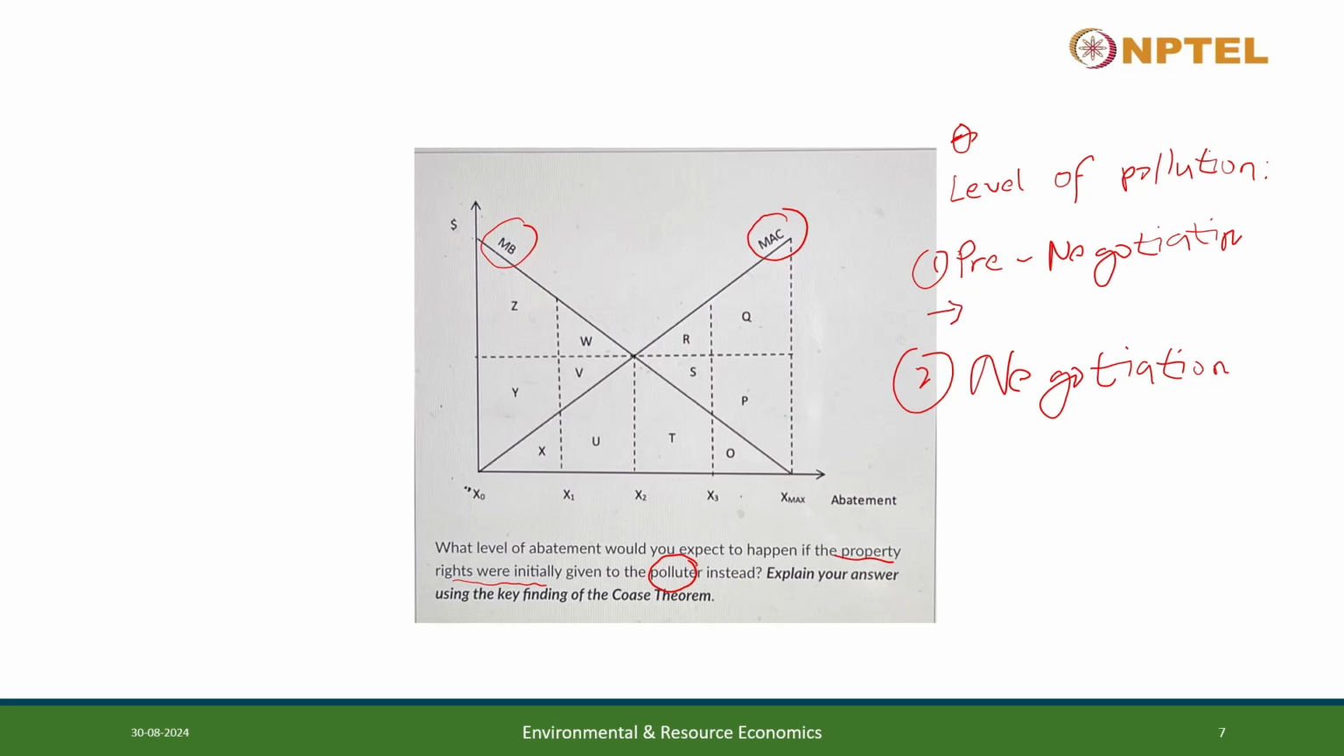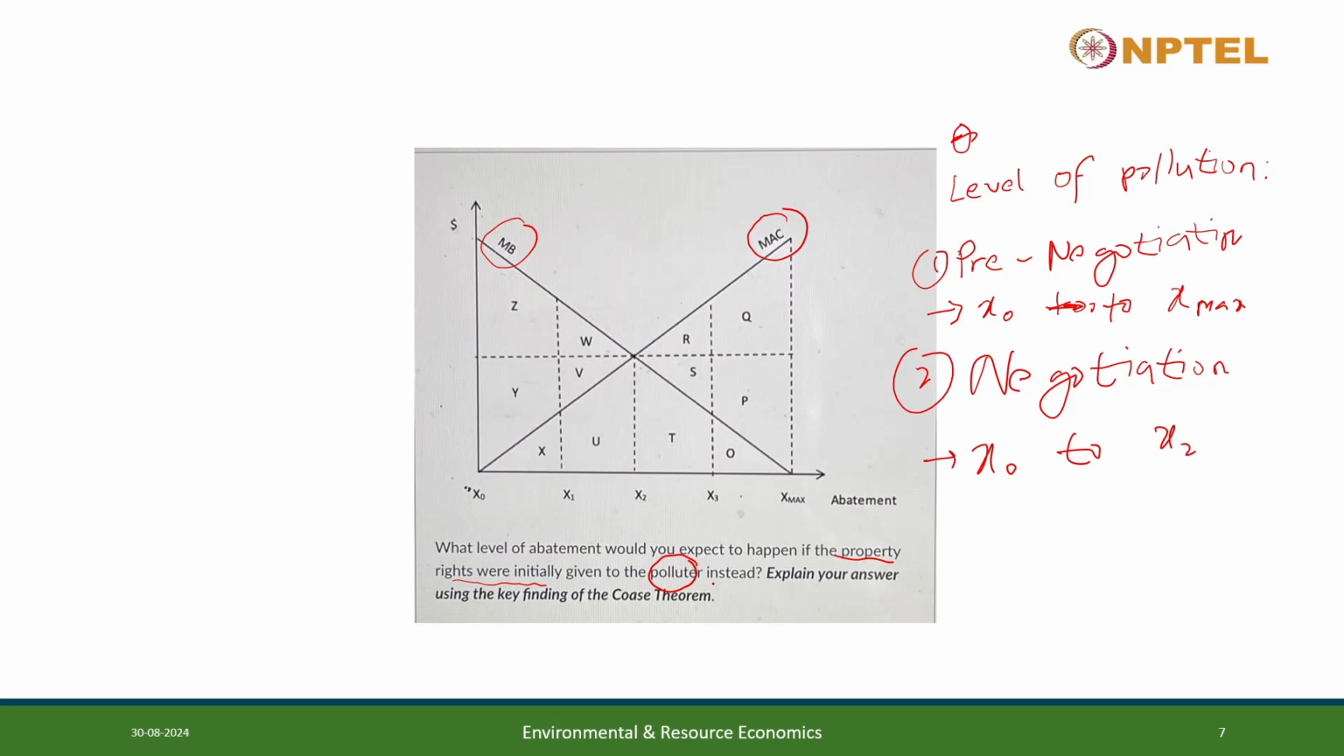What will be the answer for case one, without negotiation? Without negotiation, X0 to X max is the pollution level, and after negotiation, X0 to X2. Right, X2.